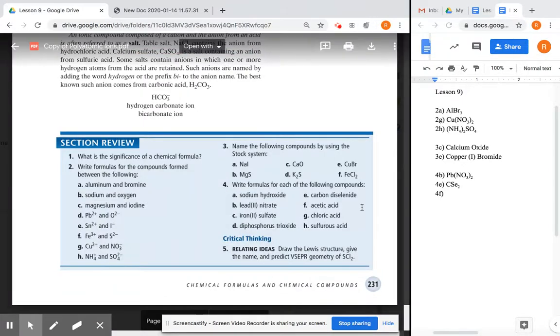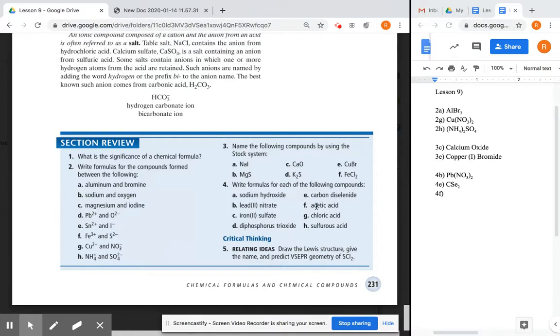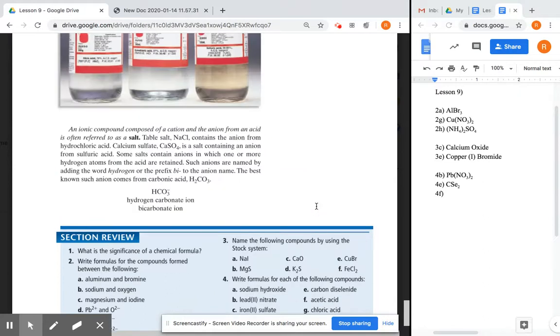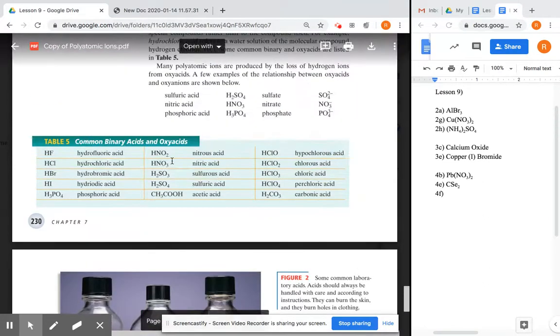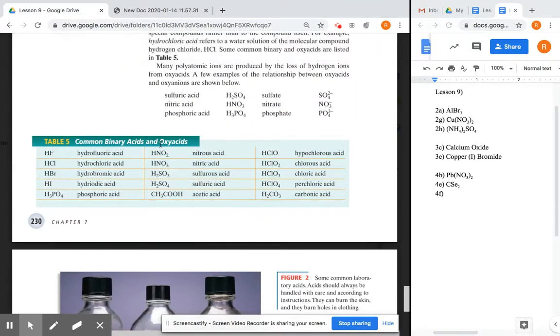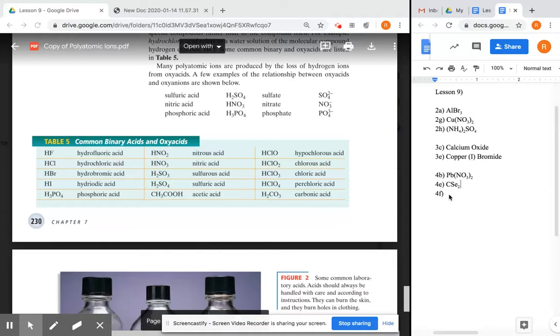So we just did 4E, and then F for acetic acid. That's hard if you don't know what this is, but thankfully we have a list of acids that we can refer to as a resource. So common binary acids and oxyacids. So acetic acid, if we're looking for it, we're going to find right here. So I'm just going to type that formula right there. We already know what it is, CH3COOH. And that's acetic acid.